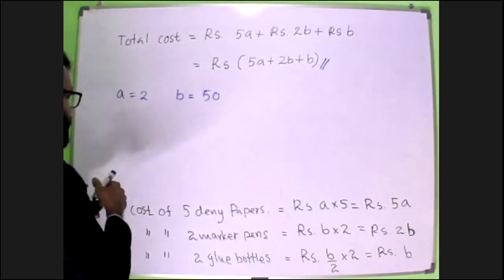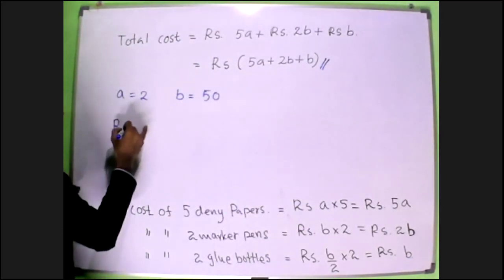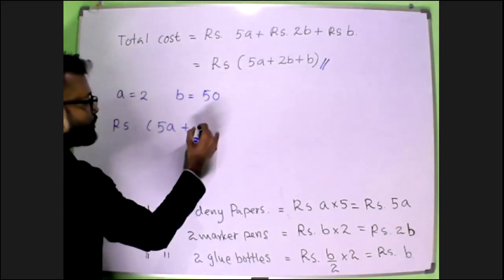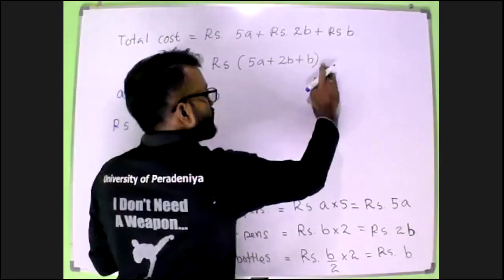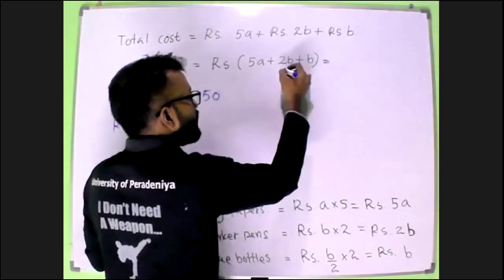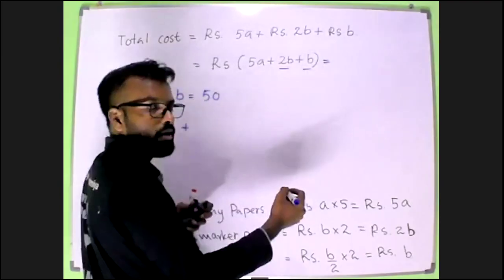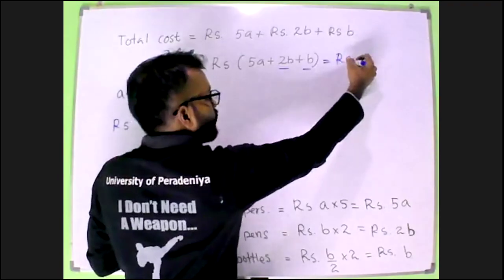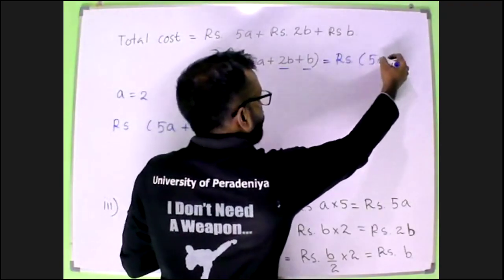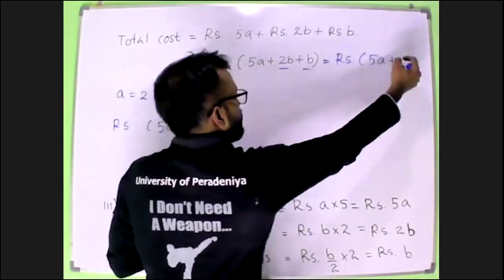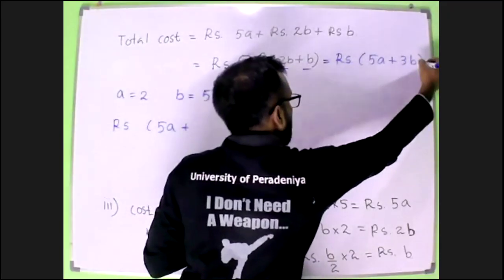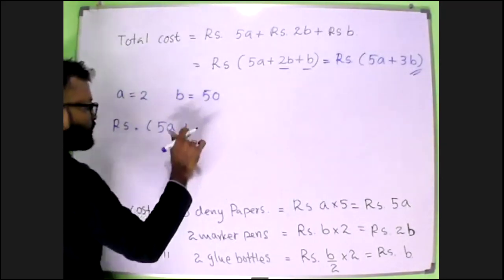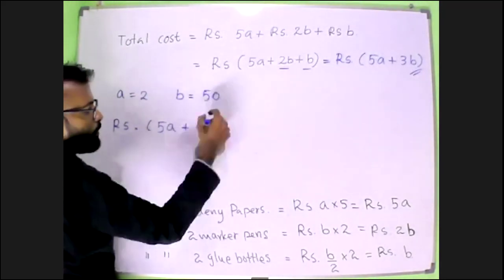So what is our expression? Rupees 5A plus... This is not the final expression, so you need to simplify this. Here 2B plus B, altogether 3B. So the final answer will be rupees 5A plus 2B plus B, 3B, so 5A plus 3B.